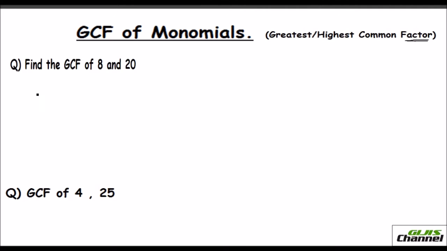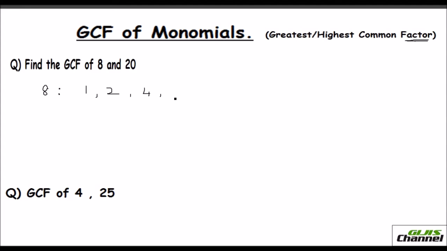Now let's find out the factors of 8. So let's say 8 is divisible by 1. So that is a factor. 8 is divisible by 2. So 2 is a factor. 8 is not divisible by 3. So just leave it. It is not a factor. 8 is divisible by 4. So that is a factor. 8 is not divisible by 5. So 5 is not a factor.